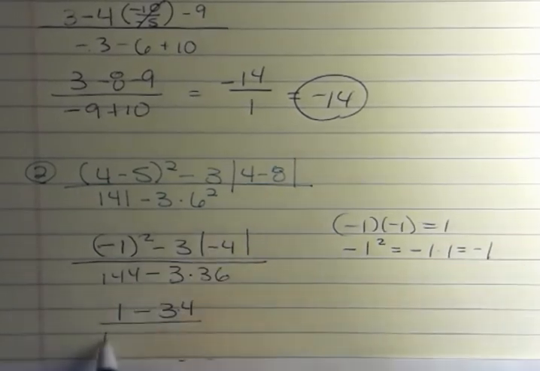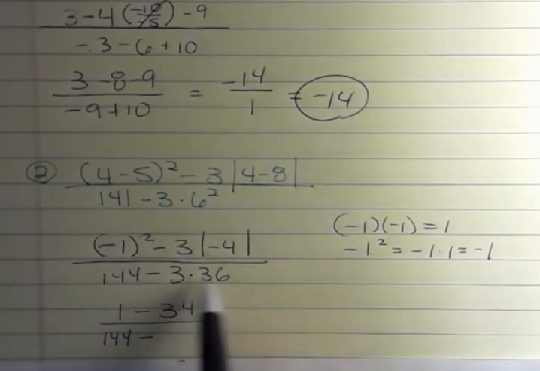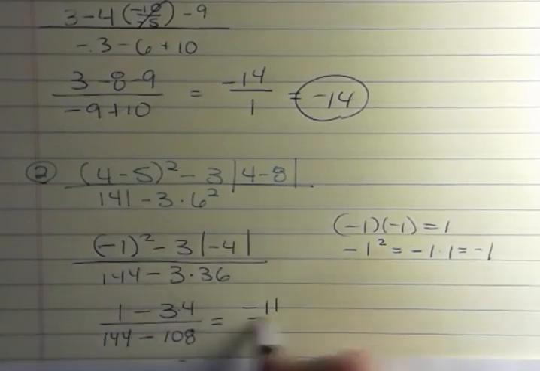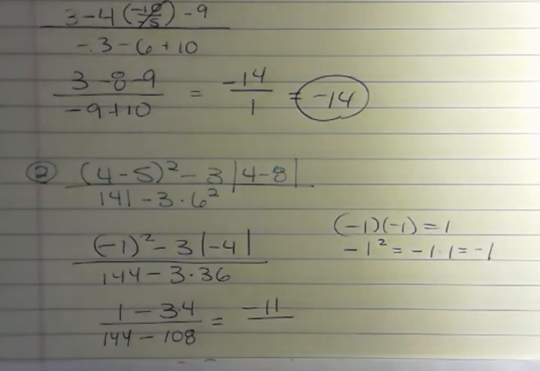And then down below I have 144, and 36 times 3 is 108. Is that right? 1 minus 12 is negative 11. And 144 minus 108, I don't want to make any silly mistakes here, is 32. So 3 times 36 is 108. 144.